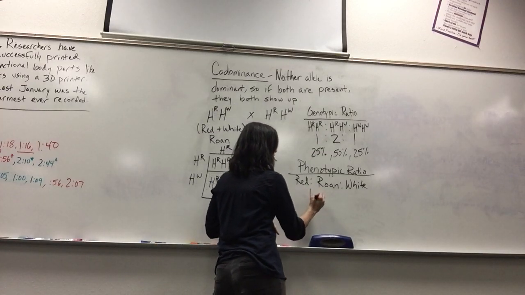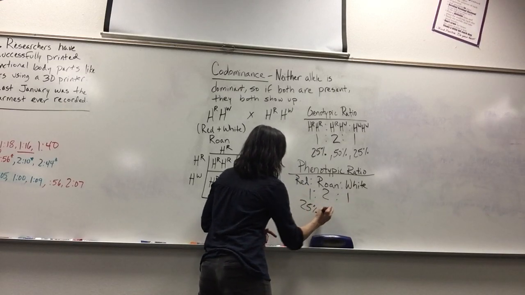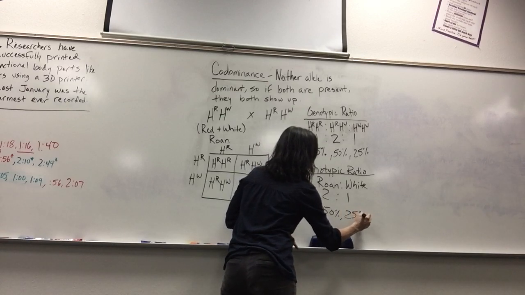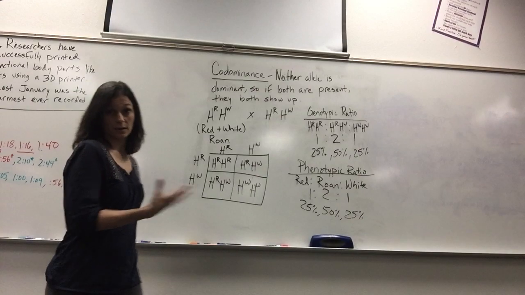We take our totals, that's 1, 2, and 1, and 25%, 50%, 25% ratio. And that's how you work codominance.